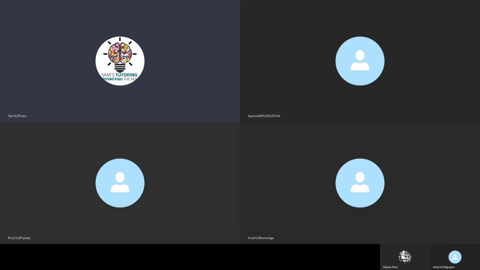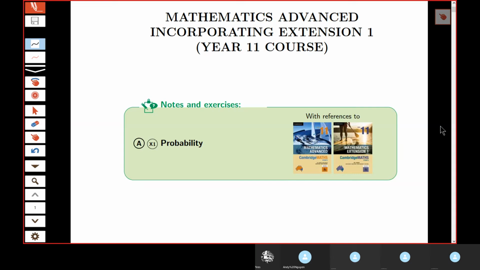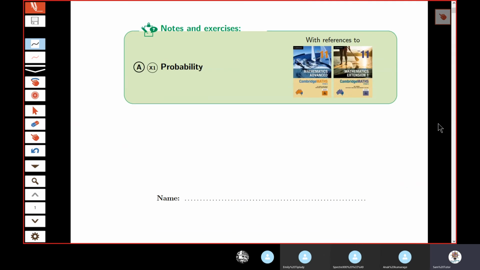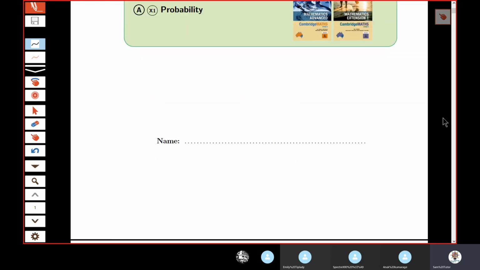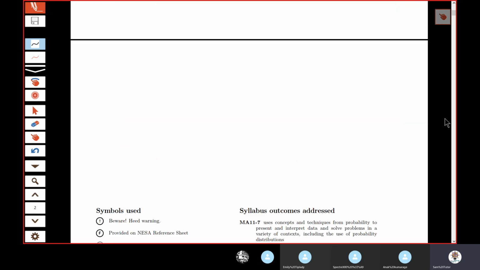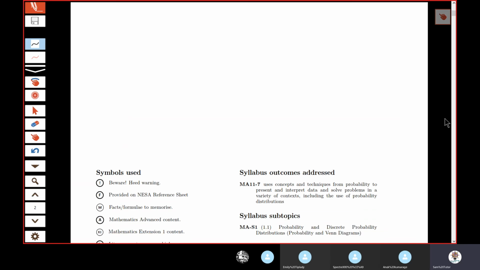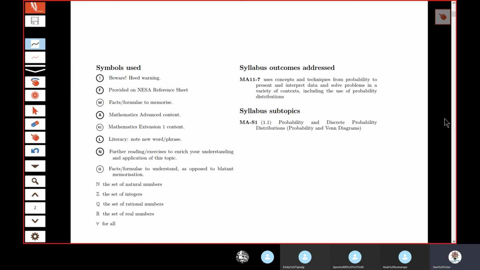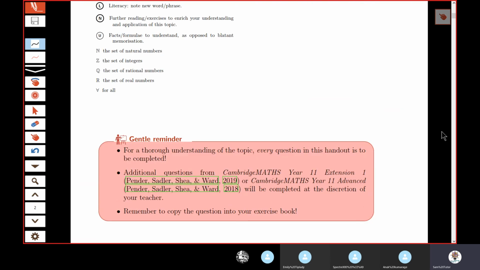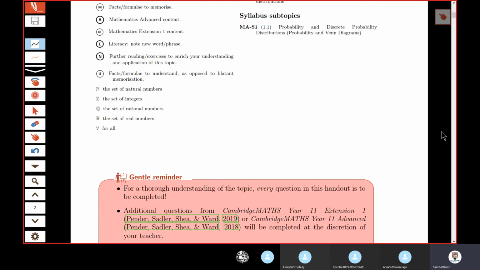Okay, probability. The good news is, with this particular part of probability, there really isn't anything new to learn. The skills are still the same as Year 9 and Year 10. Of course, you're in Year 11 and Year 12, so the questions are going to be a little bit more difficult, but otherwise there really isn't anything new to learn.